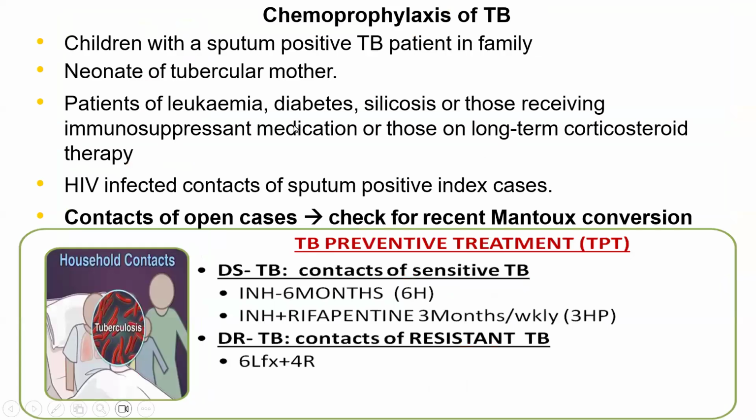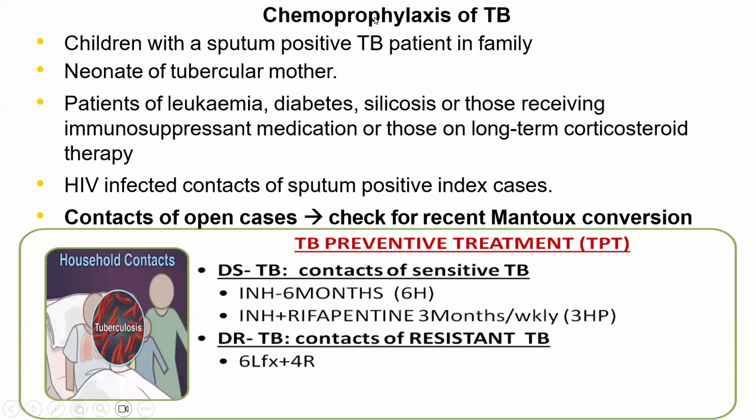And chemoprophylaxis. Once they have asked chemoprophylaxis in short notes. So chemoprophylaxis also same only, for a drug sensitive TB, INH for 6 months. Okay, so remember 6H, 6 months INH. Or INH plus rifampicin for 3 months per week, 3 HP. So this is for contacts of sensitive TB. So 6H or 3 HP. 3 HP is nothing but 3 months, H for INH and P for rifampicin. Okay. And drug resistant TB means levofloxacin plus rifampicin. Okay. So remember at least this drug sensitive TB.